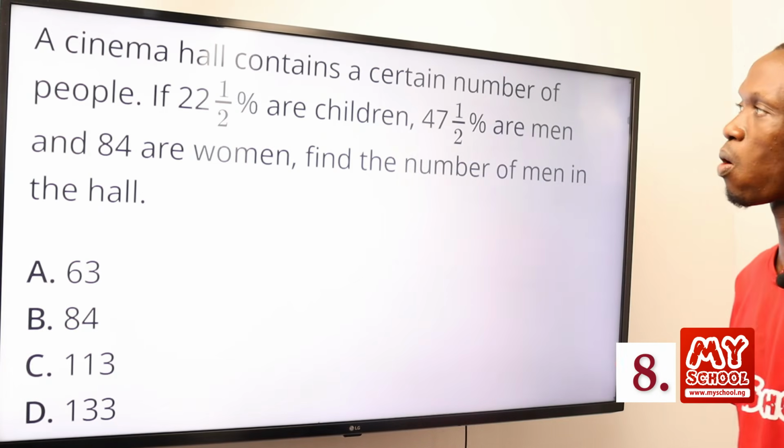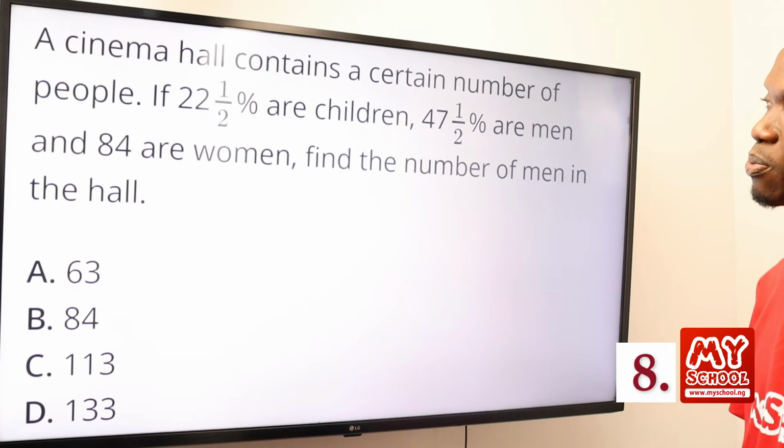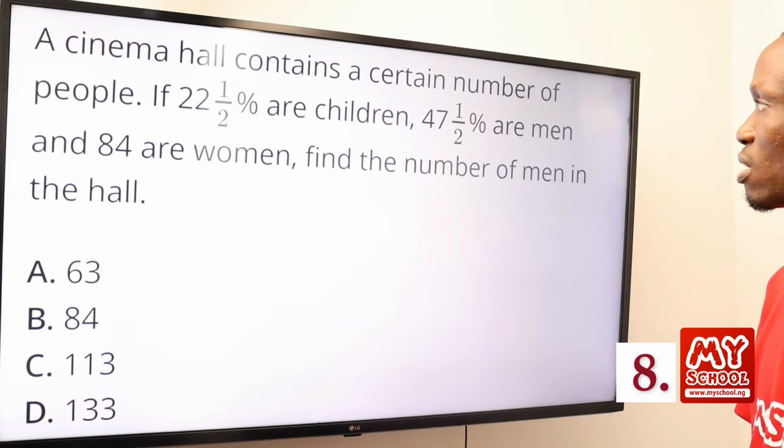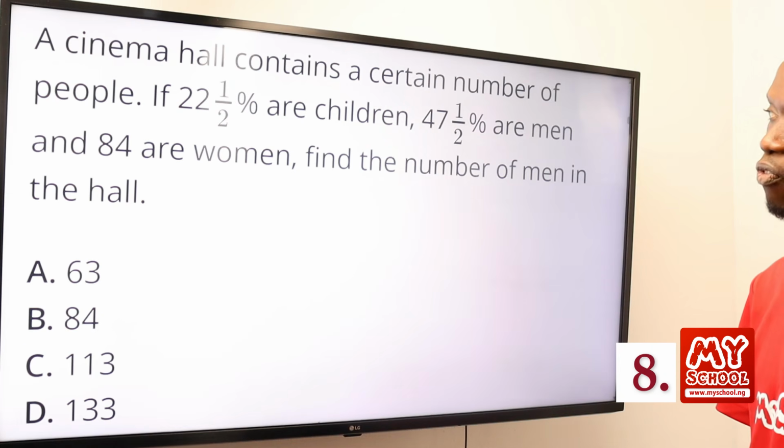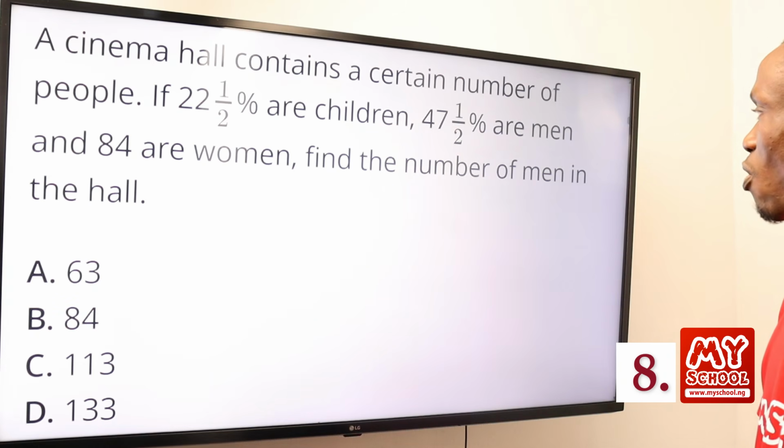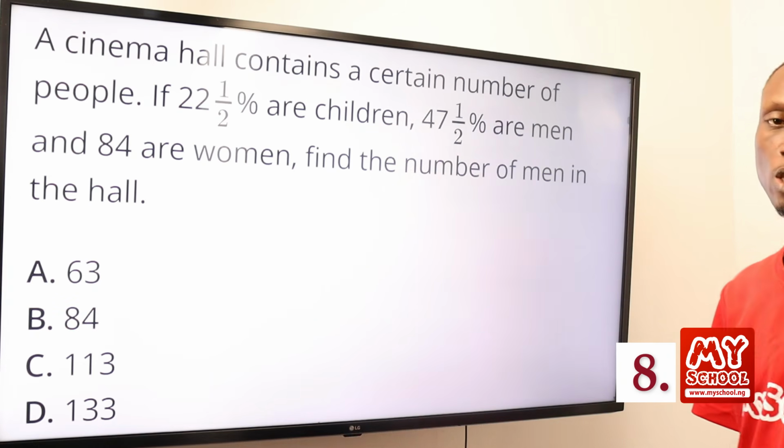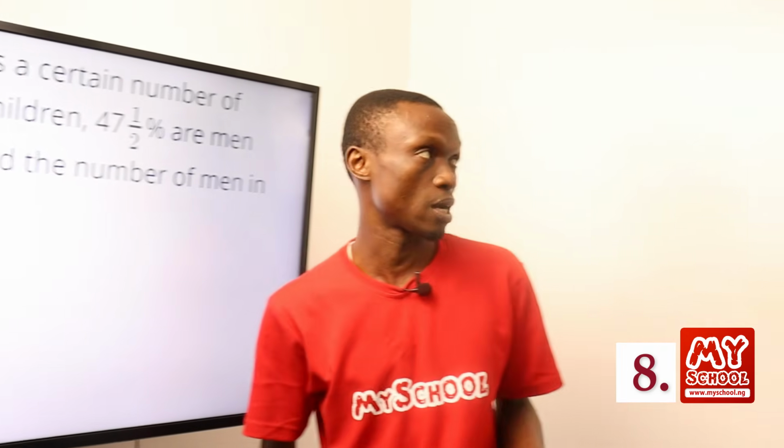Question 8. A cinema hall contains a certain number of people. If 22 1 over 2% are children, 47 1 over 2% are men, and 84 are women, find the number of men in the hall. So let's move over to the board to provide answer to this question.